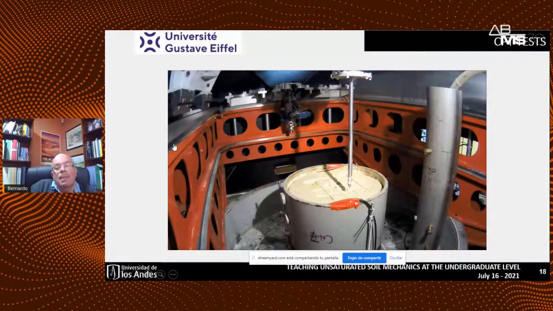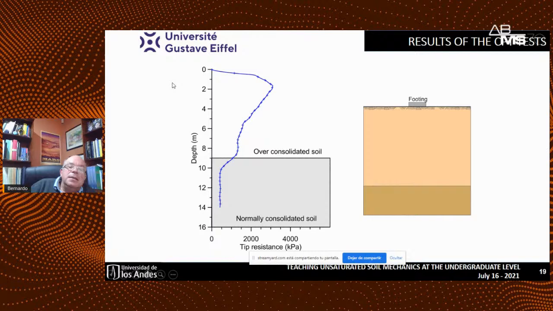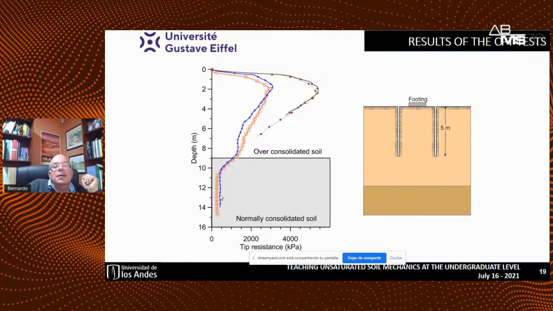Those are the results of the CPT test, the tip resistance as a function of depth. And very interesting and very surprising. With the first test, you don't have cracks. And you can see first the high tip resistance because it is the over-consolidated soil. And then at the bottom, low tip resistance, the normally consolidated soil. But as you have deeper cracks, the soil desiccates along the cracks, and the tip resistance increases a lot.